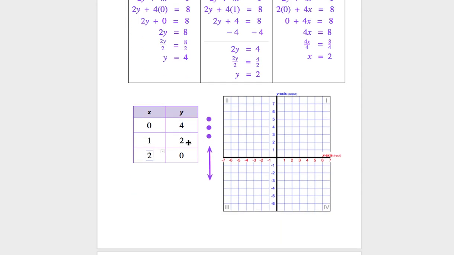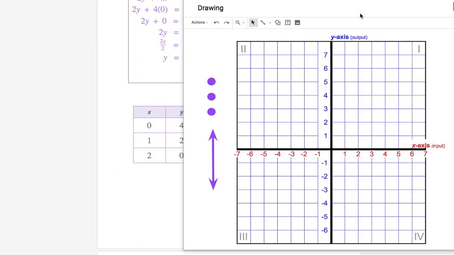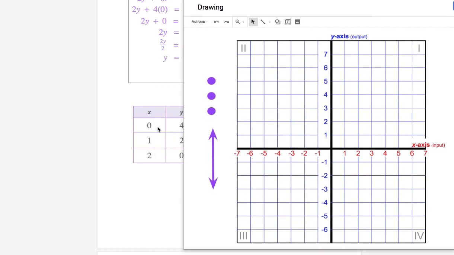Now that I have these 3 points, or these 3 solutions, I can quickly create a graph, open up my graphing tool, and the first point, 0 and 4. I'm going to go left or right, not at all, because the x is 0, but the y is 4. There's my y-intercept. Another reason I want to pick x equal to 0 as one of my points. The next point, x is 1, y is 2. I'd go 1 to the right and 2 up.